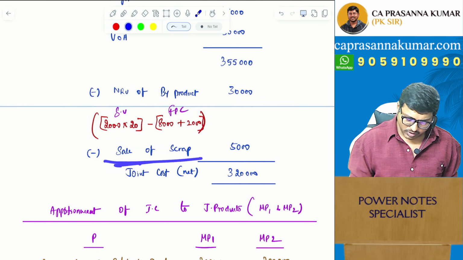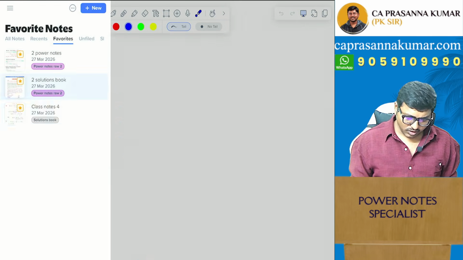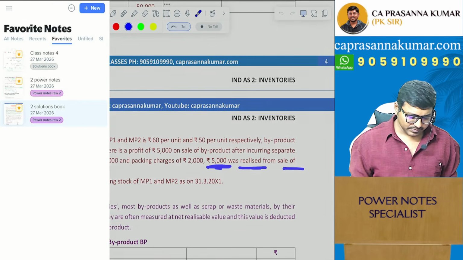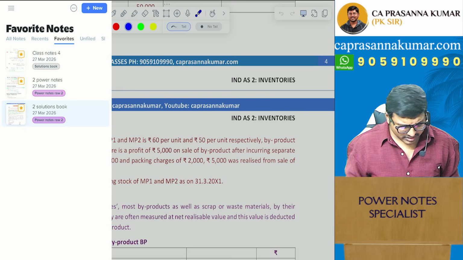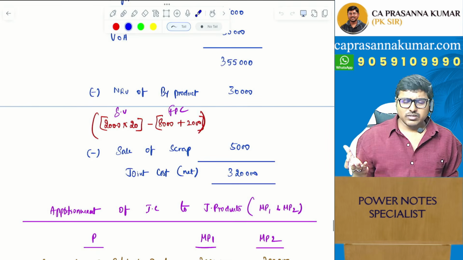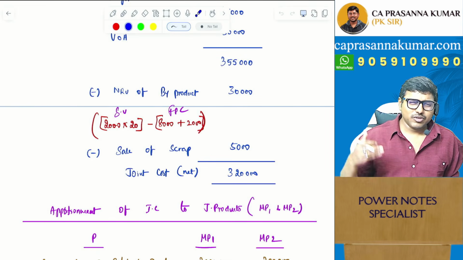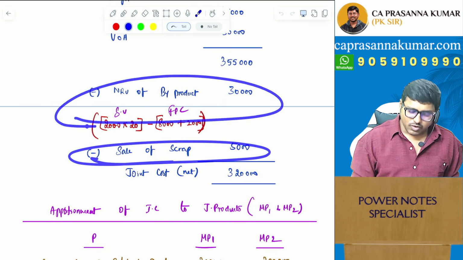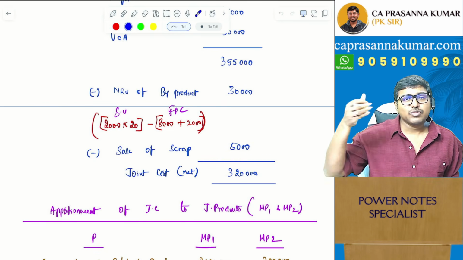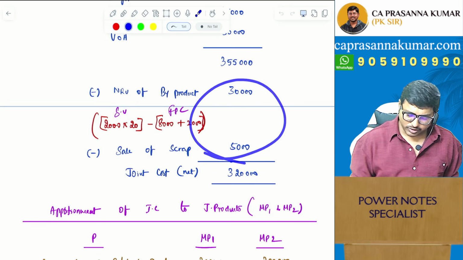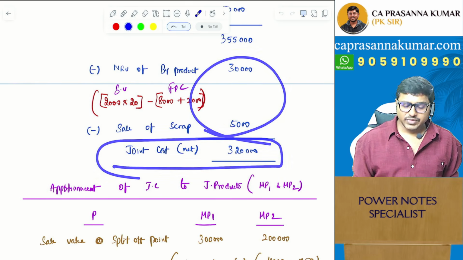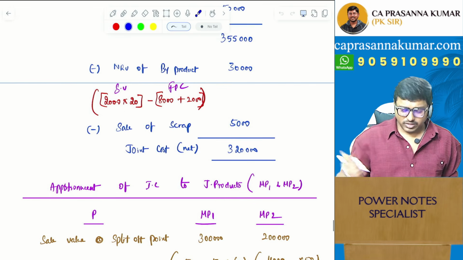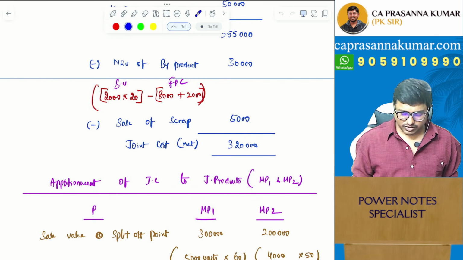Apart from that, there is one more thing, the sale of scrap. That also you need to reduce from the joint cost. 5,000 was realized from the sale of scrap, which means that some of the joint products might not be good, not saleable in full condition, and then you'll sell it as scrap. That also we need to reduce. So the sale of scrap as well as the sale value you have got from selling the byproduct, if you reduce both of these, you'll get your net joint cost. Once you get your net joint cost, which is 3,20,000, you need to apportion that to MP1 and MP2 in the ratio of sale value. That's all.